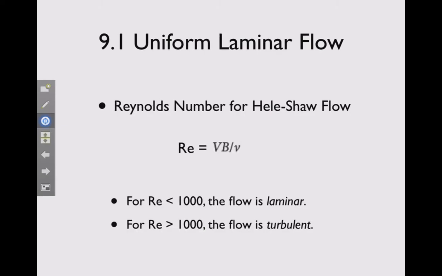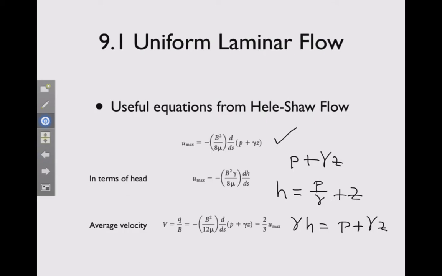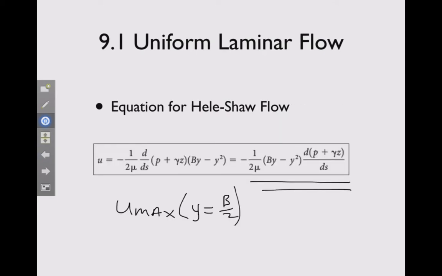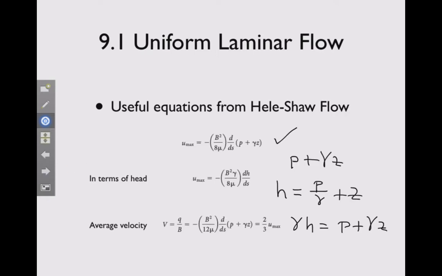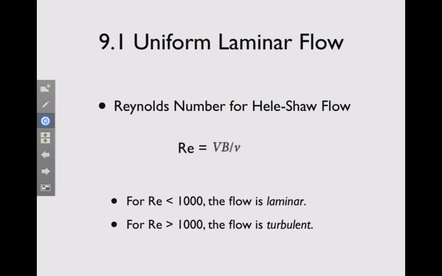So just summarizing, go back one. These are really the main equations. This and this main equation here, and the derived equations for the u max and the velocity maximum and the average velocity are really the defining equations for Hele-Shaw flow, again, for uniform laminar flow.